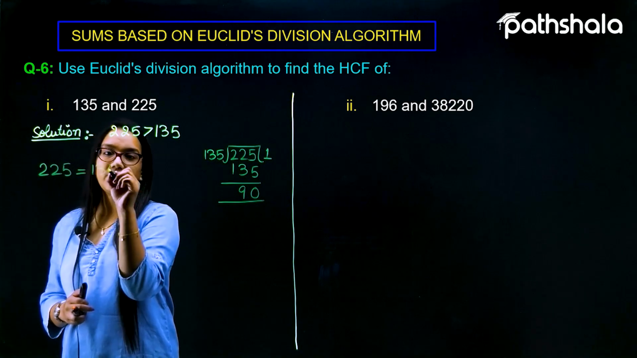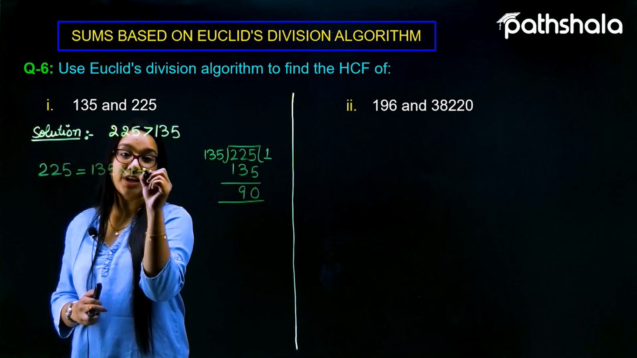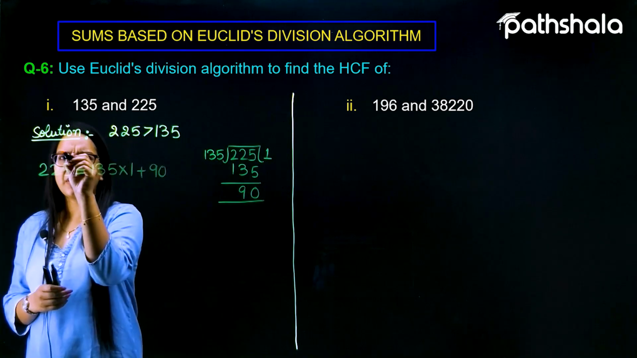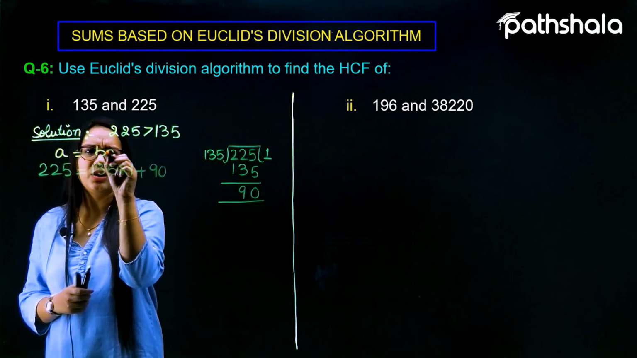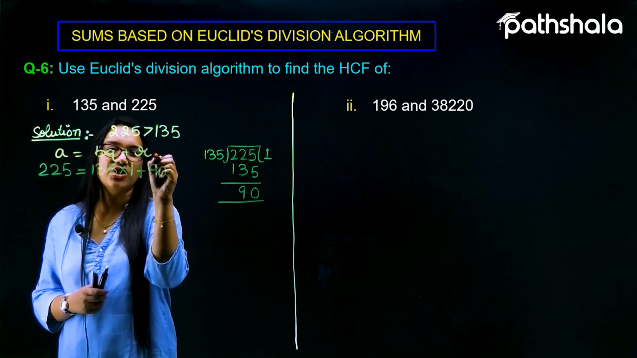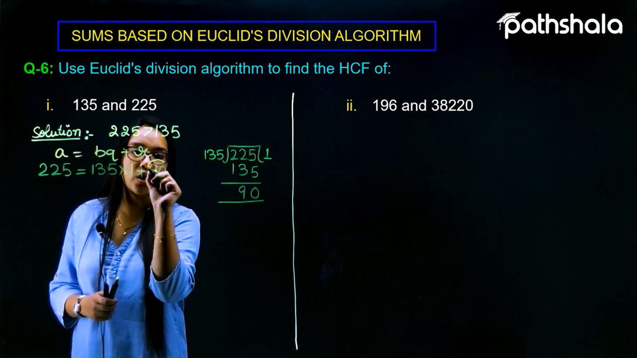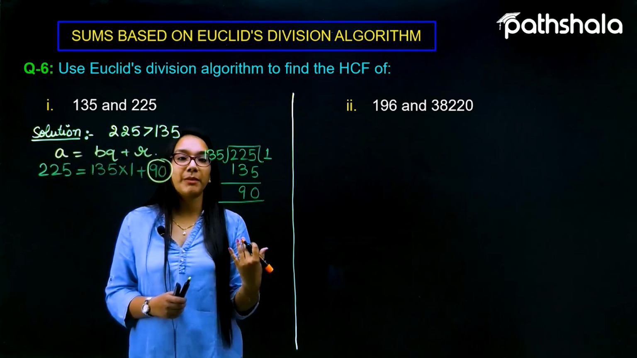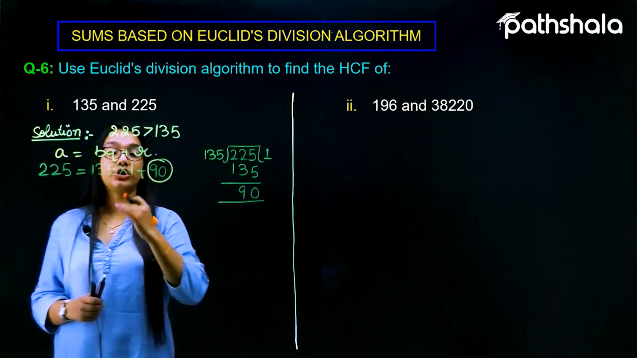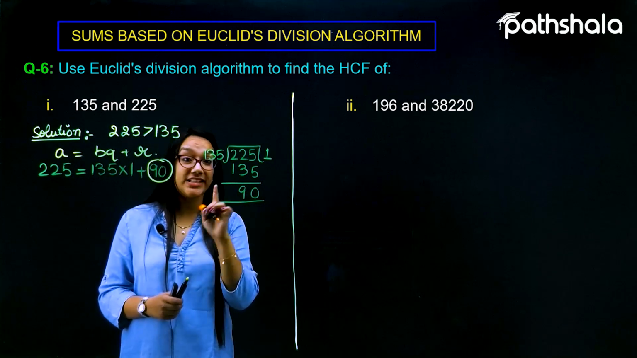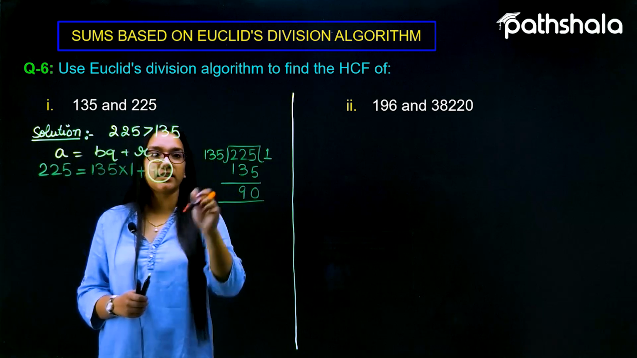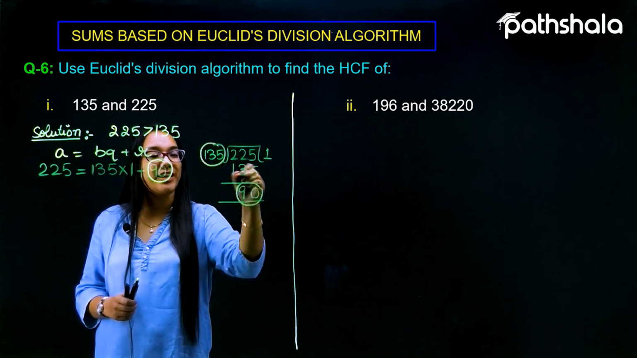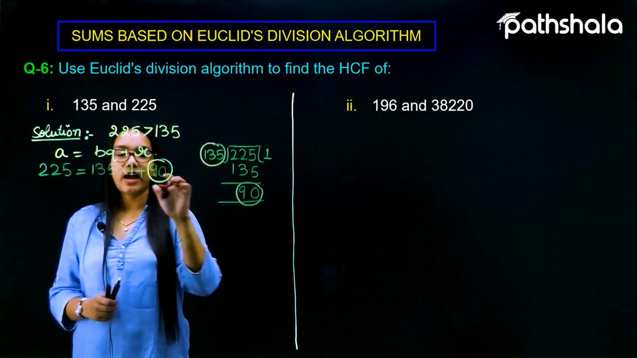So it is 135 into 1 plus 90. The remainder is not equal to 0. So let us suppose I am writing it as A is equal to BQ plus R formation. The remainder over here is not equal to 0. So we have to repeat the steps with the remainder and with the divisor, not the quotient, that is with 135 and with 90 we have to repeat the whole criteria again.